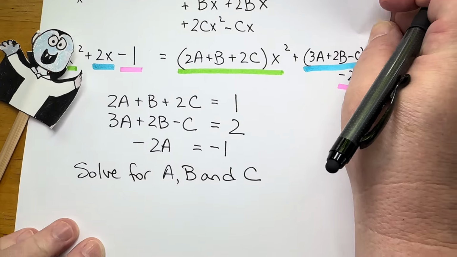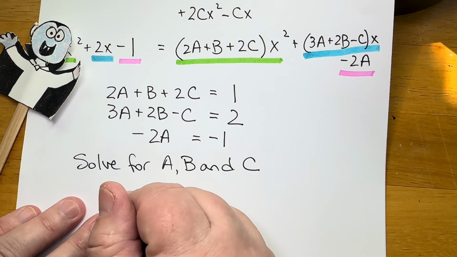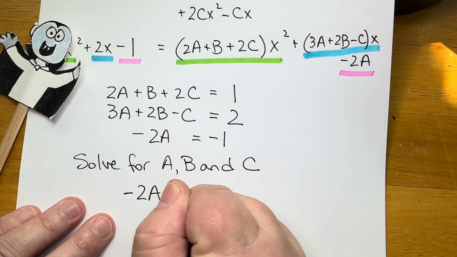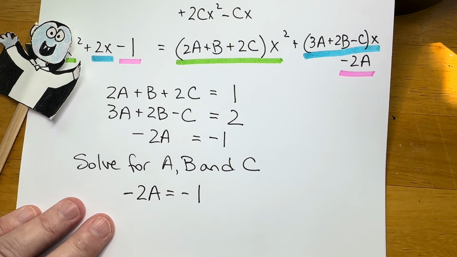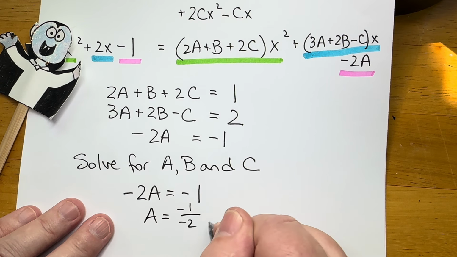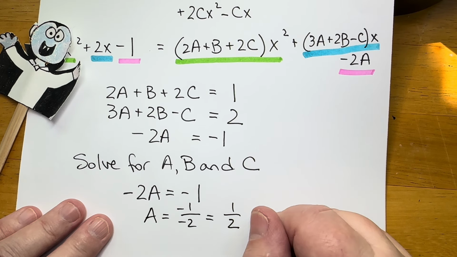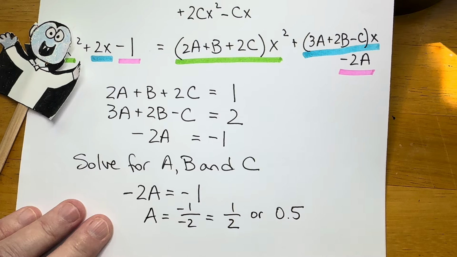I kind of like this kind of logic. So I'm going to start with this bottom equation, negative 2A equals negative 1. Then we're going to divide, so A equals negative 1 over negative 2, which is 1/2. Now, with a fraction like 1/2, you can get away with writing it as 0.5. That one is your choice.